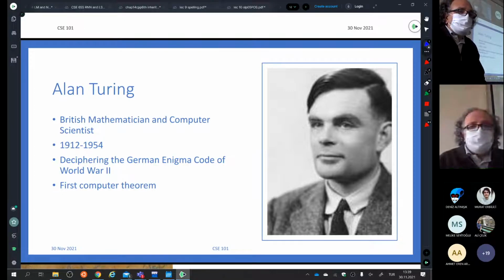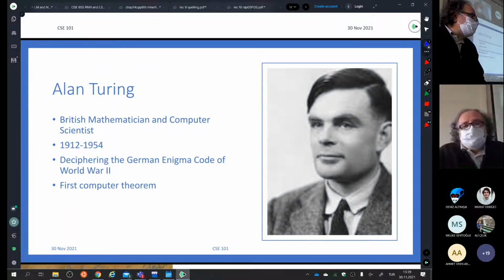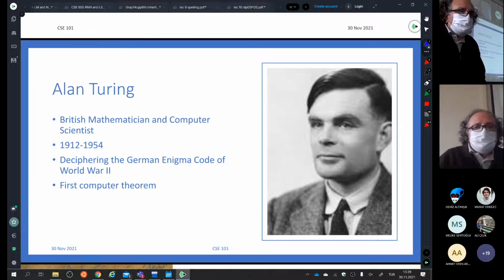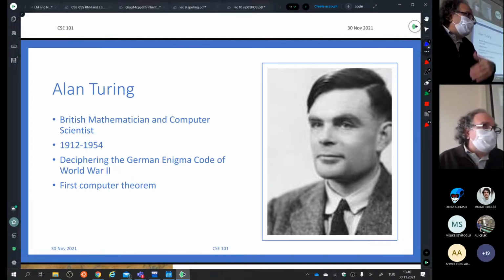So some people say that this guy is the one who won the war for the British. Some people don't agree, but well, his name is there. He's one of the first big names of computer science, and the first computer program belongs to him. He asks things like, what is computable and not computable? Given a problem, is it a computable problem or not?